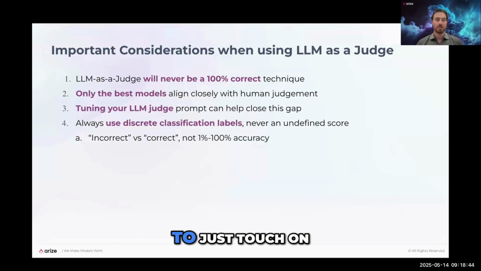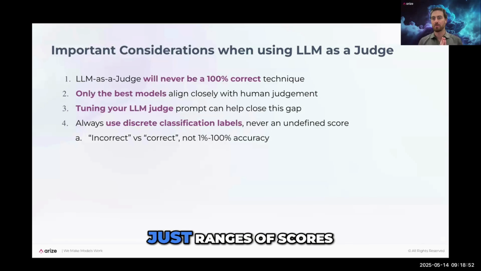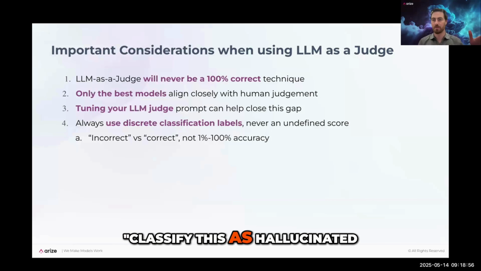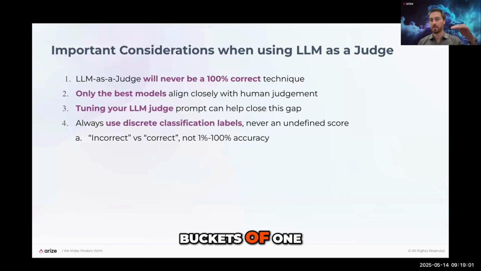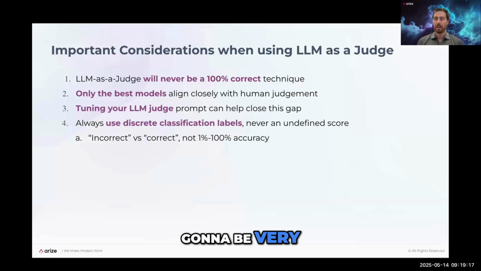Cool. And then my last bullet here to touch on, generally, it is always better to have your LLM judges do discrete classification labels as opposed to just ranges of scores. So if you say to your judge, classify this as hallucinated or factual or incorrect or correct, or even put this into buckets of 1, 2, 3, 4, 5, and 1 means this, 2 means this, 3 means this, 4 means this, 5 means this, that will also work. If you tell an LLM to score something out of 100 and don't really give it specific ideas of what those different scores mean, then it's not going to be very accurate.